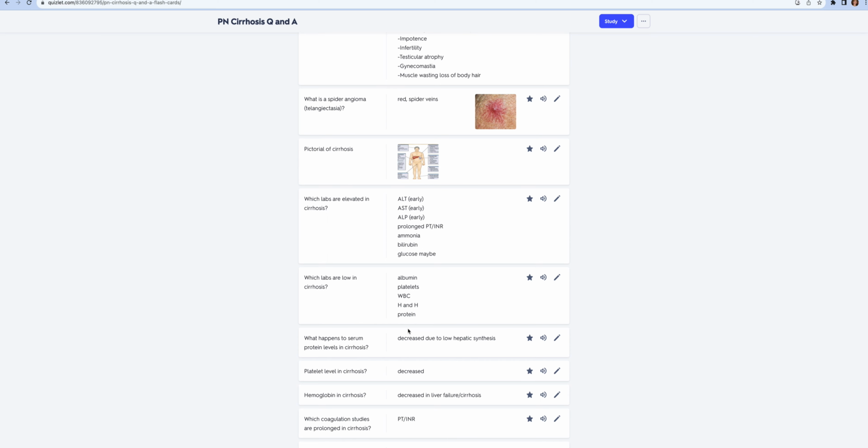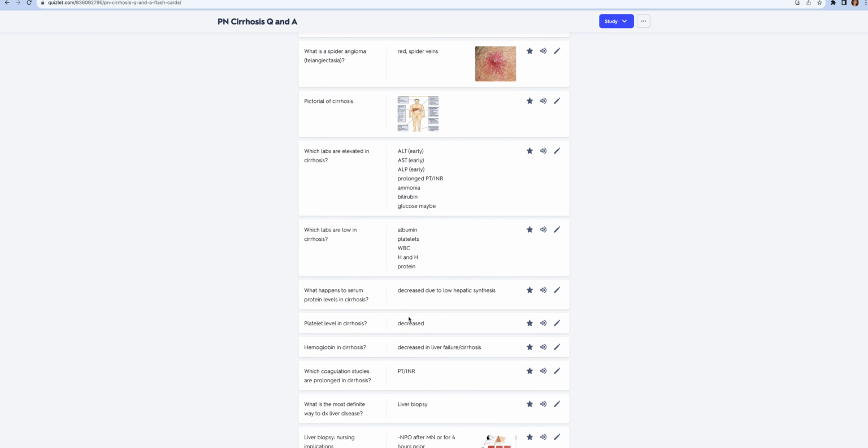So the labs that you expect to be low are albumin because the liver cannot make clotting factors, platelets because the spleen is eating them up, white blood cell count because the spleen is eating them up, low hematocrit because the spleen is eating them up, and low protein because the liver can no longer manufacture protein.